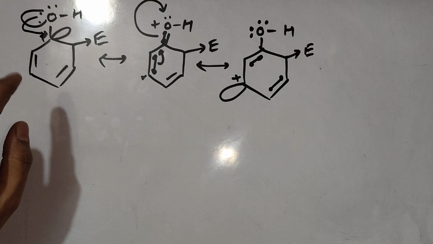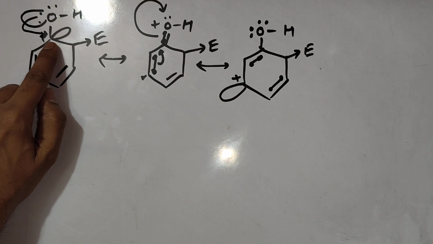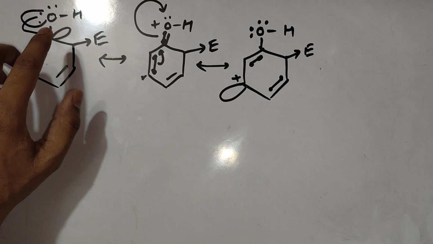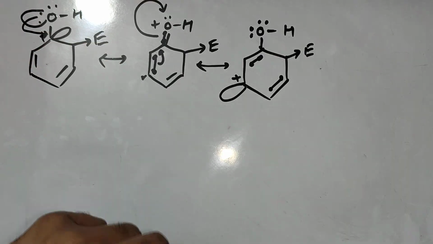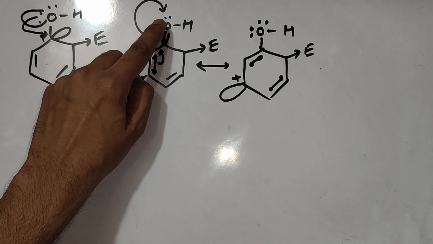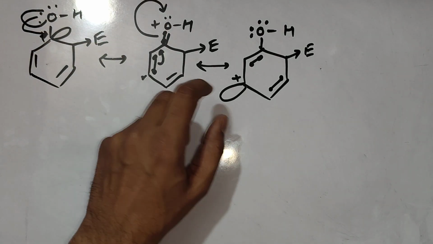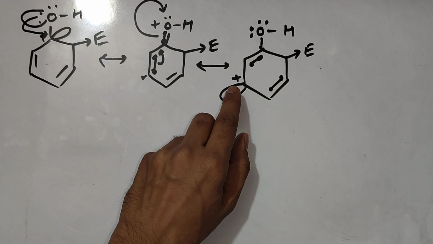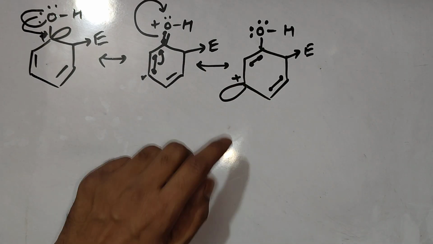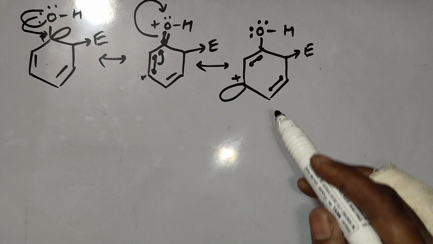Due to resonance, the positive charge of this carbon is decreased. Actually, it is delocalizing over the entire molecule. Once it has delocalized over oxygen, now it is delocalizing over the benzene ring. You can check, now the positive charge is here. Now how will you stabilize this positive charge?